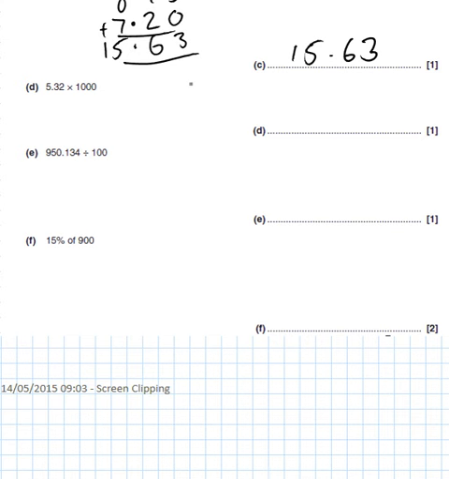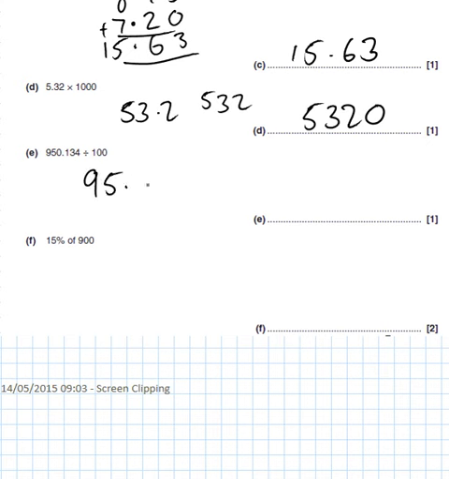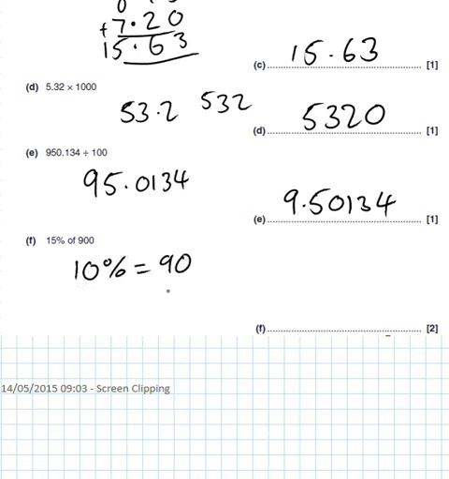Then we've got a times. If we times by 10, that number will become 53.2. Times by 100, we'd move it again to 532. So times it by 1,000, we'll move 3 steps, so 5,320. Dividing by 100, well, if you divide by 10, it'll get 10 times smaller, so it'll be 95.0134. Divided by 100 is 2 steps smaller, so it's 9.50134.